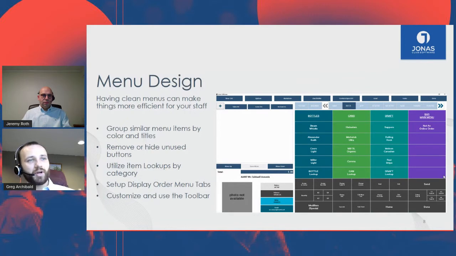You can see all of my bottles, cans, and draft beers. They all have different colors. There's a label at the top of that column. Very easy for my staff to understand that menu. Actually, you know what? I'm going to show it right now.